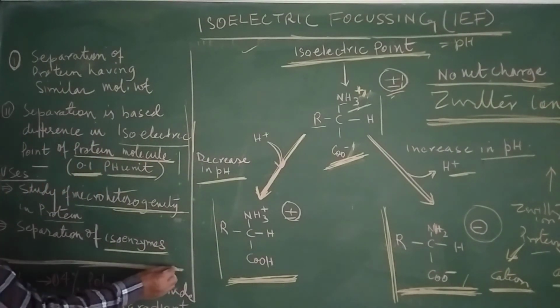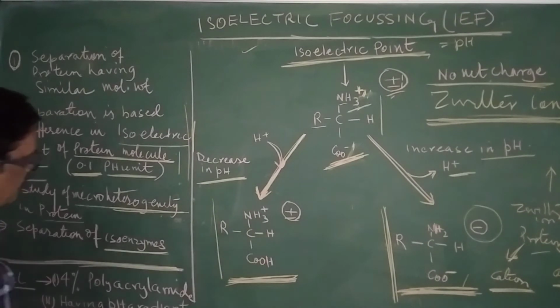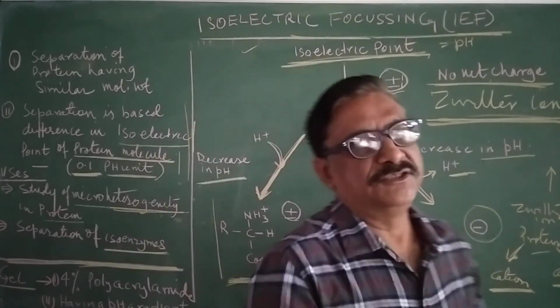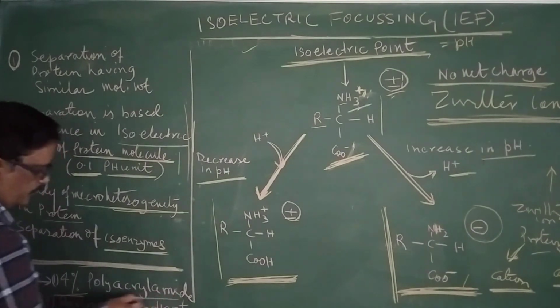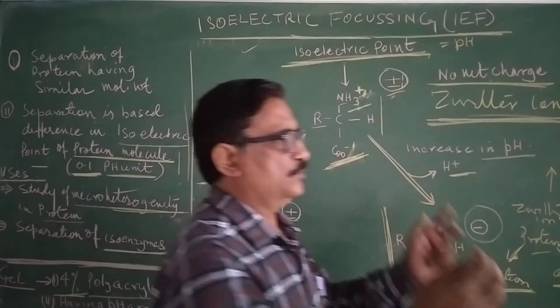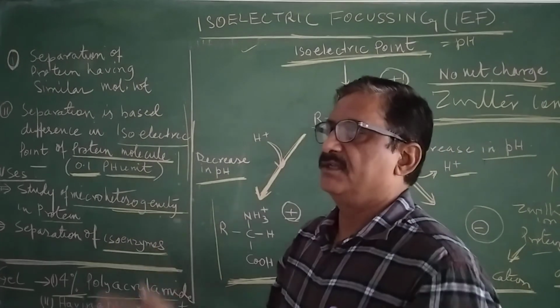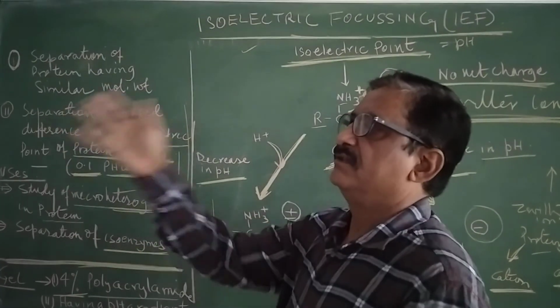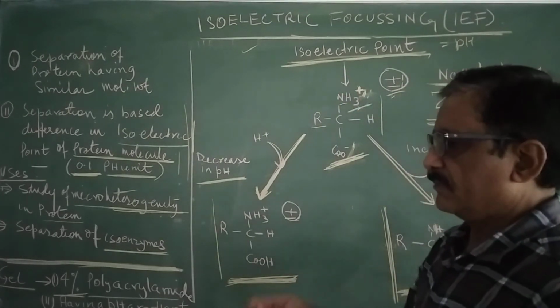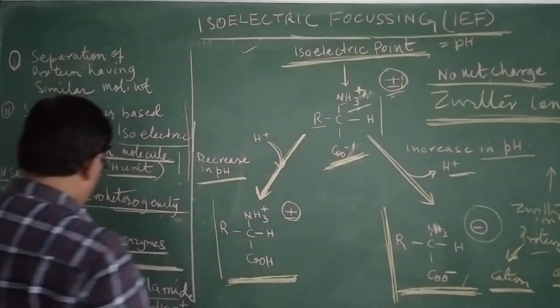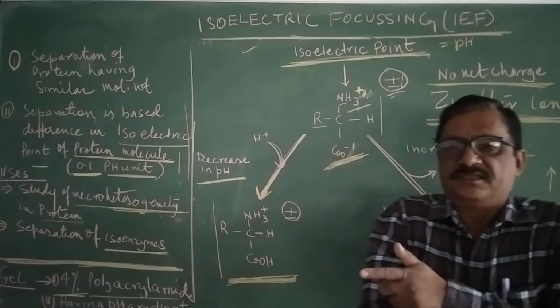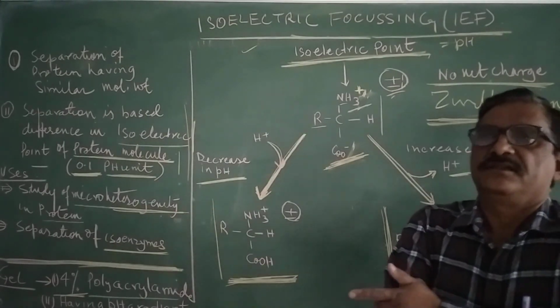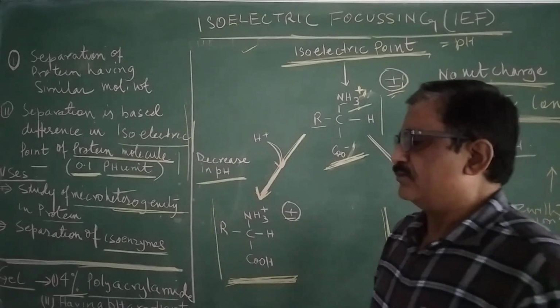So this is the isoelectric point. The second one, the process is carried out in a gel. Generally, the gel used is a 4% polyacrylamide. The 4% polyacrylamide contains large pores and there is no sieving effect. All the protein molecules can move with equal speed. And the gel always has a pH gradient, a difference in pH. This pH gradient is created by a compound known as ampholytes.